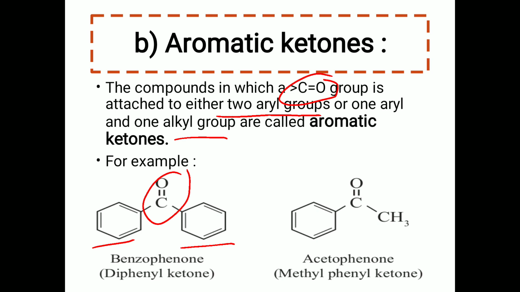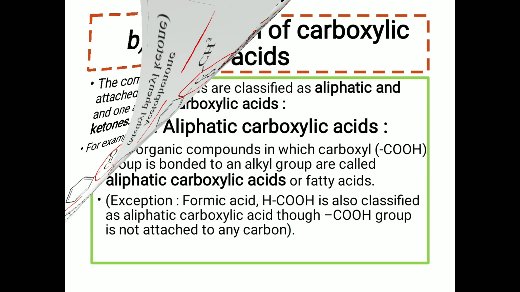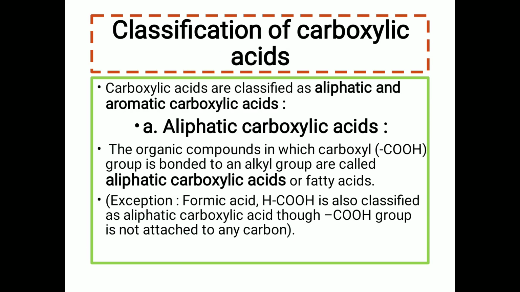Now here we studied that this carbonyl group has one alkyl group, that is the methyl group, and one aryl group, that is the phenyl group. So the name is methyl phenyl ketone or acetophenone. In short, when in an aromatic ketone the carbonyl group is directly attached to two aryl groups, or at least one aryl group and another alkyl group, then it is known as the aromatic ketones.